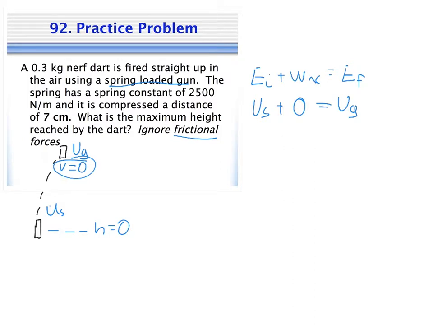All right, so we've dealt with all the in-between part. It doesn't matter that it goes from spring to kinetic to gravitational potential. We can just say it starts with spring and ultimately goes to gravitational potential, and that's all that matters.